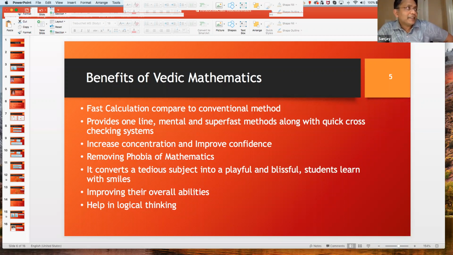So the benefits that we are looking for are definitely speed, which is faster than the conventional method. Most of the time it is one line, a mental, super fast method, very quick to check. When we go through some of the examples, you'll see that difference. You don't have to do 4 steps, which means 4 times you can make mistakes. And you can quickly cross-check whether you've done it right or wrong. Multiple ways of checking increases your concentration.